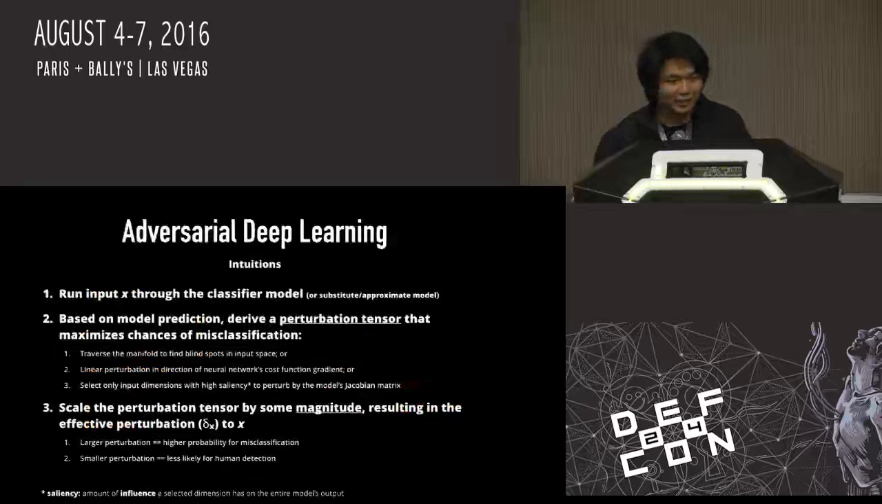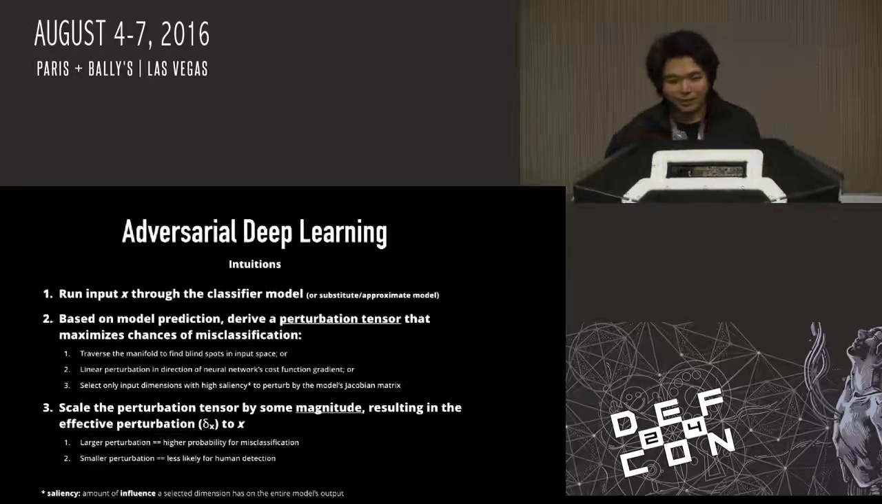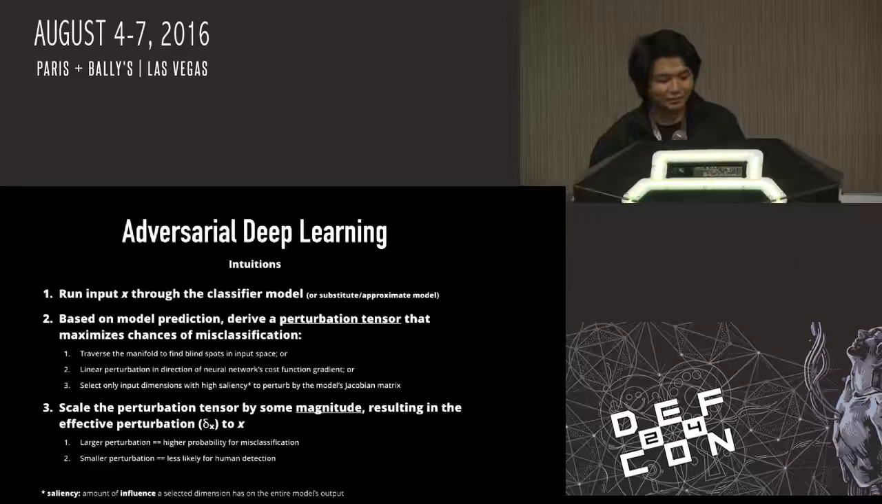So how do you generate images like that? How did I generate images like that? The intuition is just 3 steps. The first thing is you have to run the input through a classifier model, then based on the model prediction, derive a tensor, a vector, a matrix that maximizes the chances of misclassification. You can do this in 3 methods that we'll touch on a bit later.